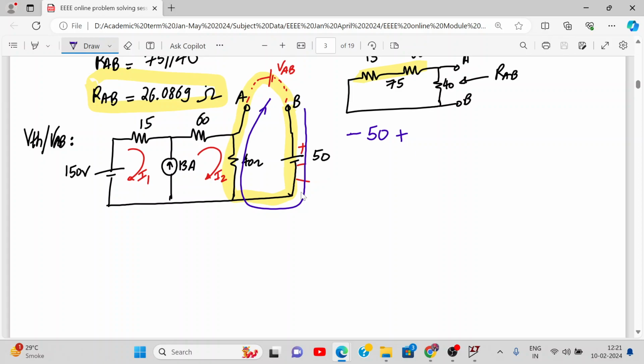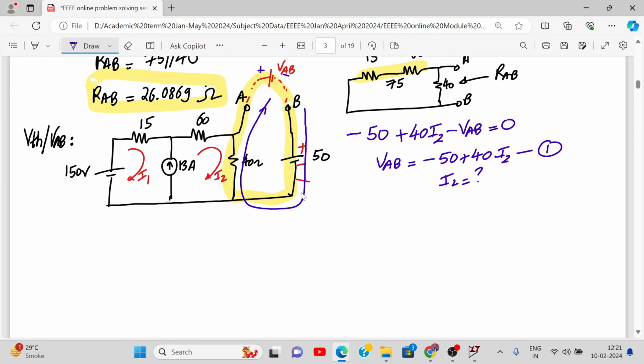Minus. In the direction is minus, right? Against the direction is plus, right? And here it is plus minus, so we are going from positive to negative, so minus VAB equal to 0. So how much is VAB? Minus 50 plus 40 I2. Yes or no? So that means we have to find I2 now. So I2 you can easily find in this loop, right?